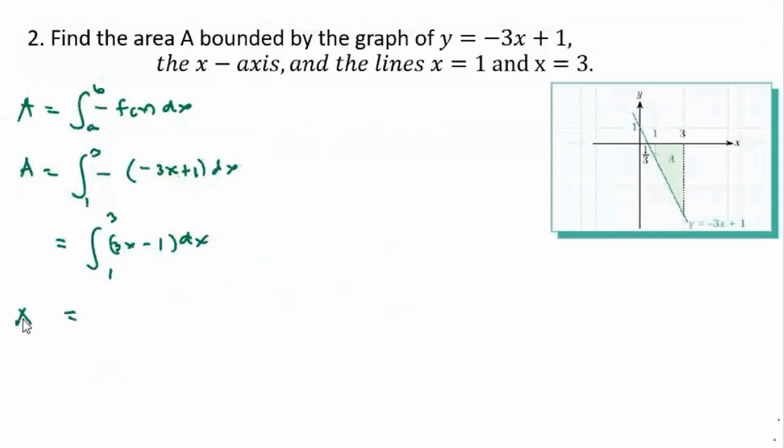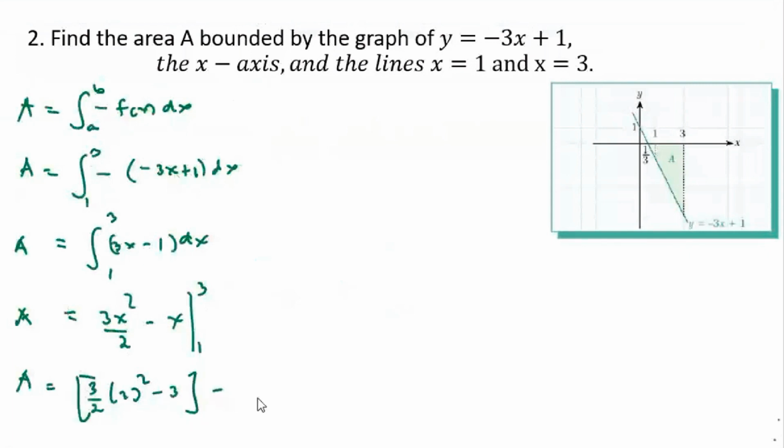So by integration for that, we now have 3x squared over 2 minus x, and this will be evaluated from 1 to 3. So if we're going to evaluate using the fundamental theorem of calculus, we can write 3 over 2 times 3 squared minus 3, minus the lower limit, we have 3 halves times 1 squared minus 1.